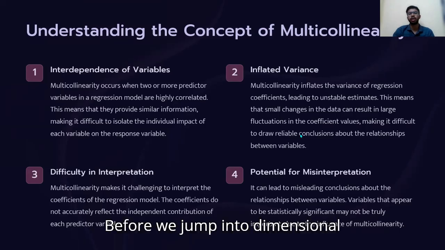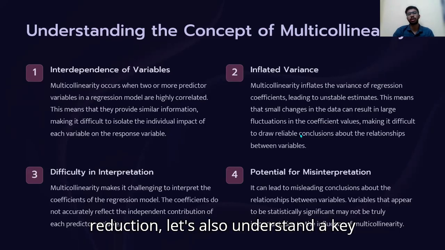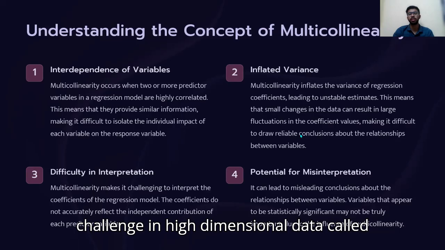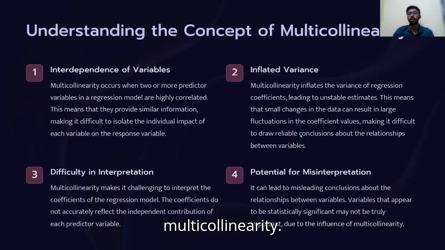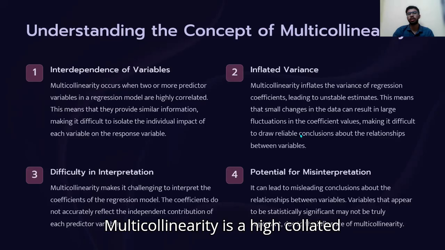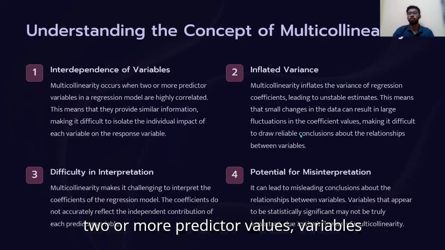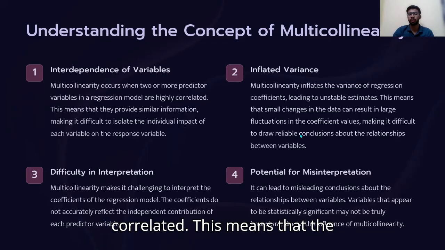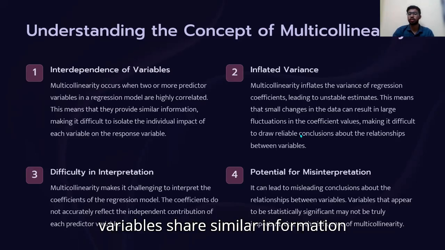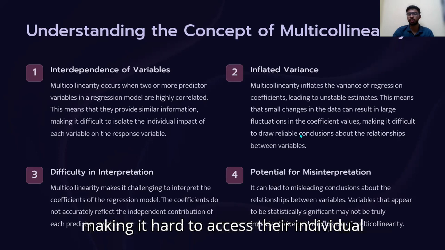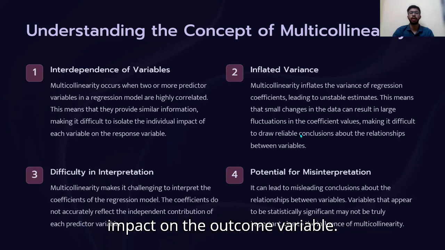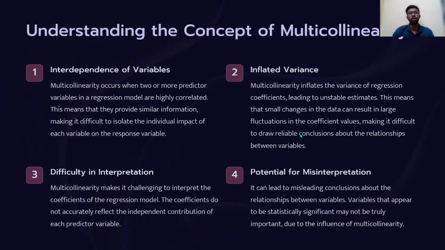Before we jump into dimensional reduction, let us understand a key challenge in high dimensional data called multicollinearity. Multicollinearity means highly correlated variables. It occurs when two or more predictor variables in a regression model are highly correlated. This means that the variables share similar information, making it hard to assess their individual impact on the outcome variable.